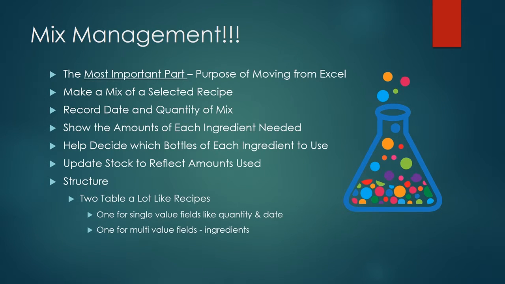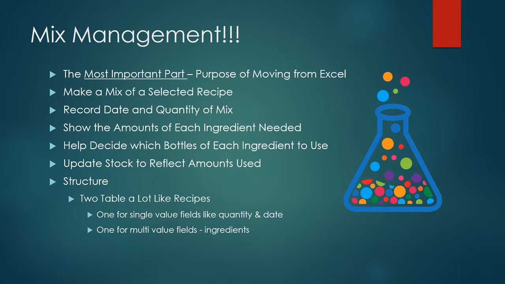So where we're going to start with it is the basic structure. Unfortunately, it's going to require two tables, a lot like recipes. Basically one of the tables is going to store all of the things that are a one-to-one relationship, where there's just one piece of information needed for that particular mix, like the date and the quantity.